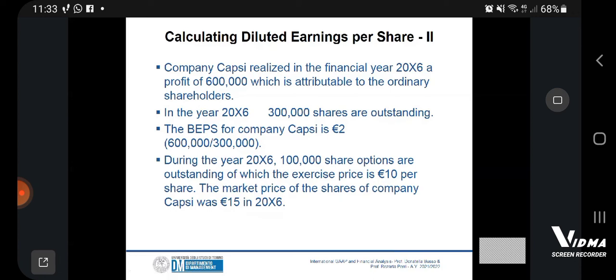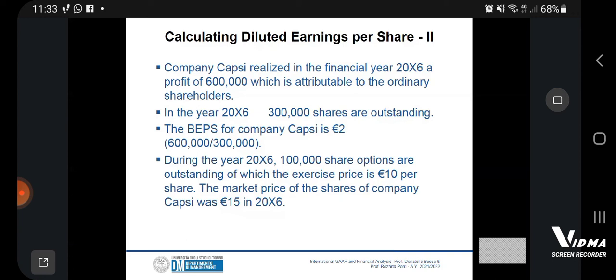Options give the holder the potential to convert into ordinary shares in case the exercise price is lower than the market price. Now, the exercise price is 10 euro per share, and you see that the market price of the shares is 15 euro. If you were in the place of these option holders, you would exercise these options, because you can buy a share which is priced at 15 euro for 10 euro. You'd take the opportunity, right?